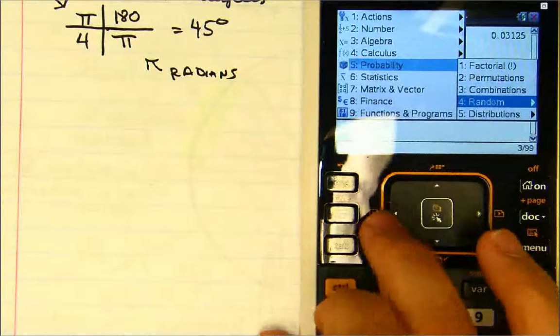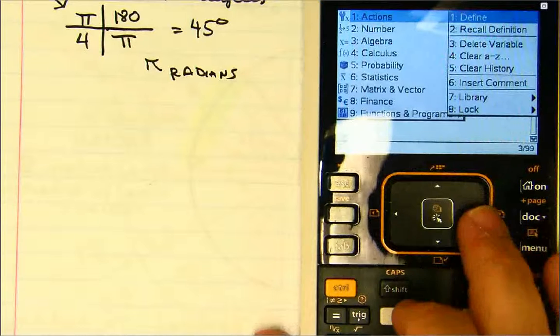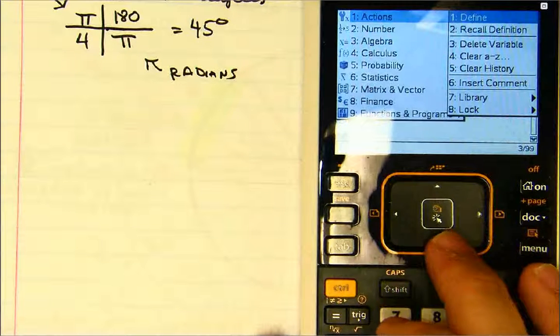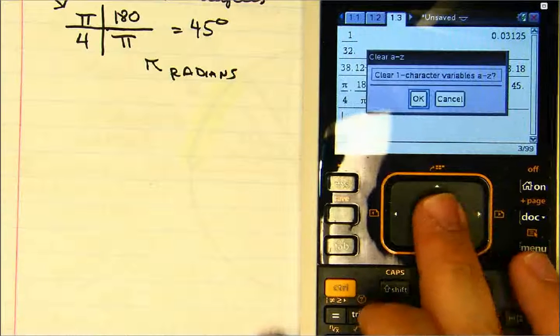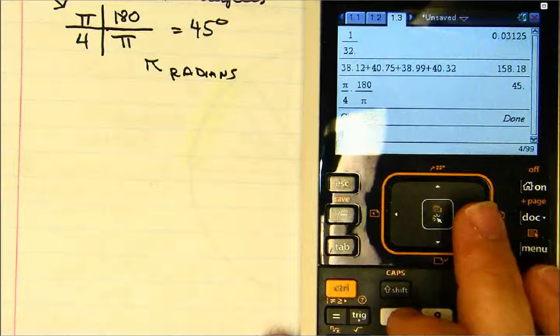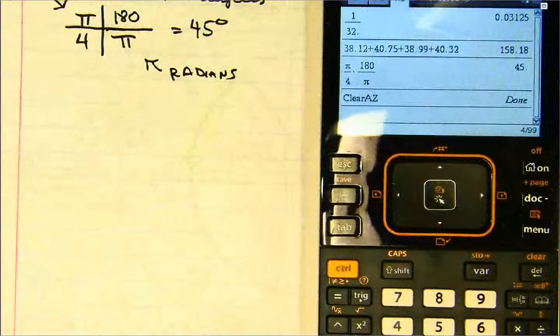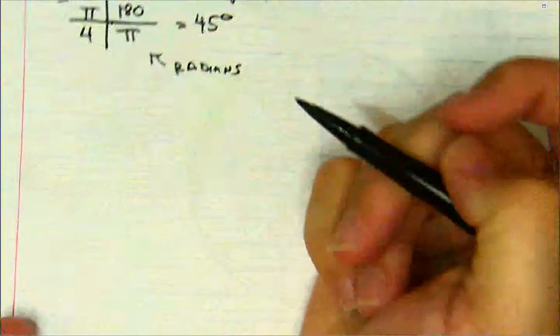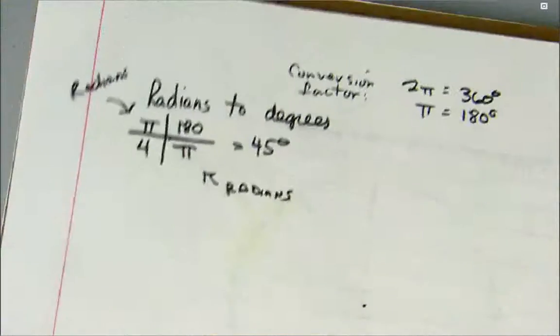Whoa, hey. Get back there. No. But I'm going to clear A to Z, just for fun. Because remember, A to Z are boxes that we can just put numbers in. So, unfortunately, this is not the case. But here's a hint for you.